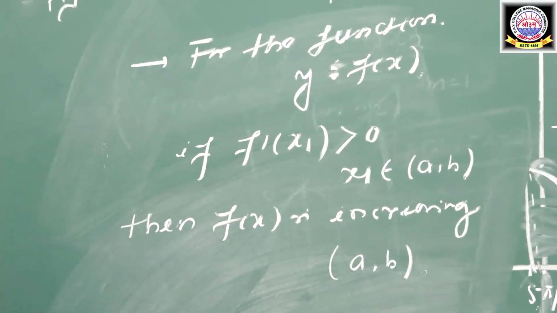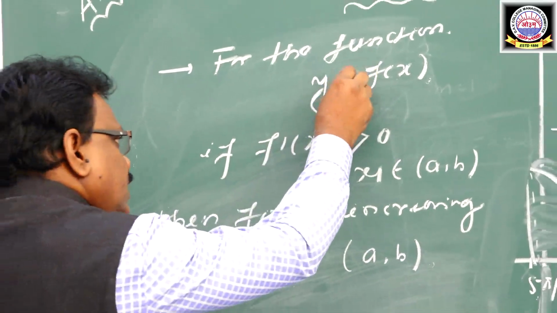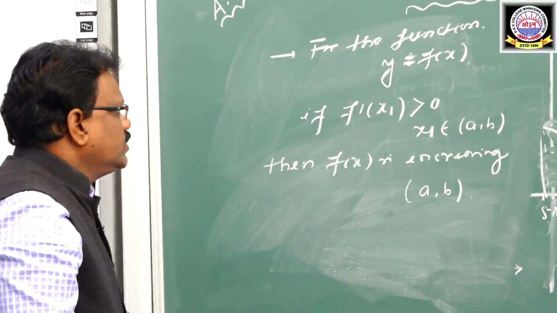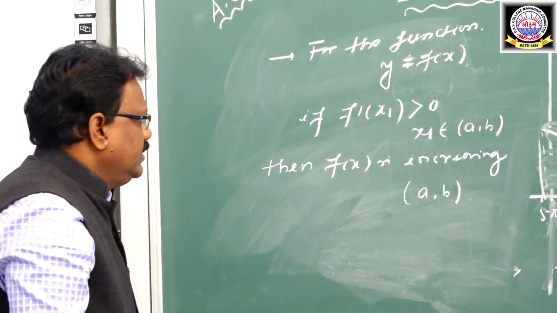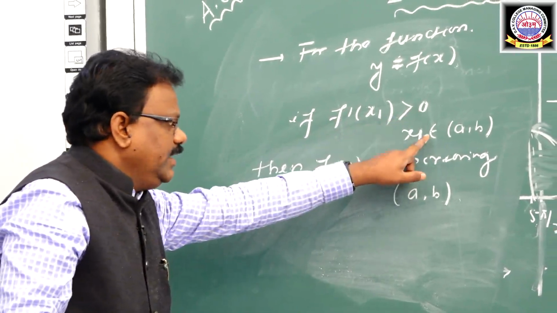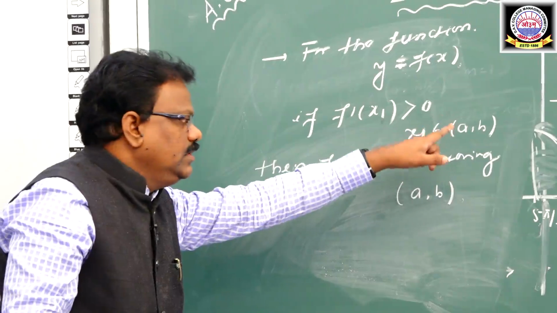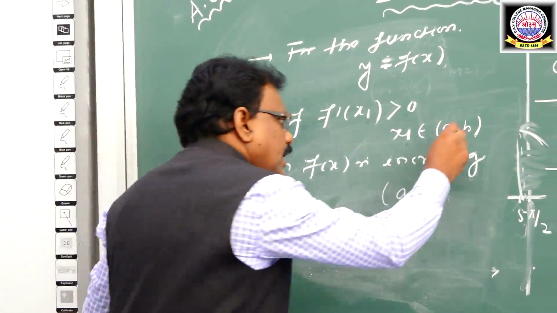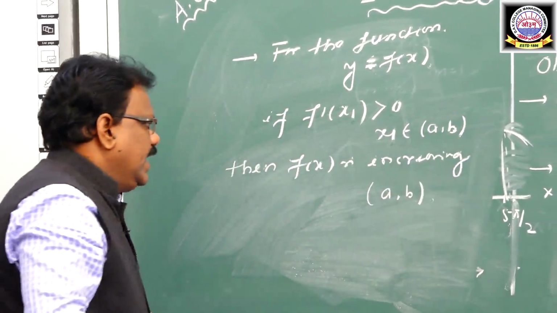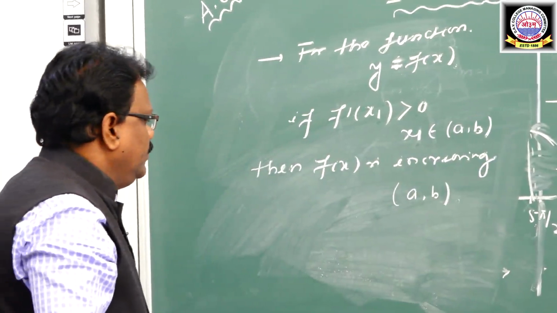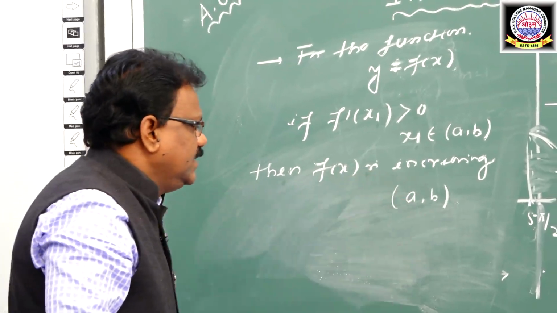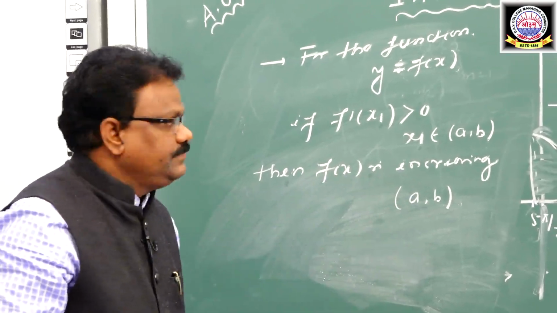So, what we observed from the y is equal to sin x graph, that I am writing: for the function y is equal to f of x, if f dash x1 greater than 0, what is x1? Now, x1 is any point within the interval a comma b, and I have taken a comma b as an open interval. So, x1 cannot be a, x1 cannot be b. Then the function f of x is increasing in the interval a comma b.